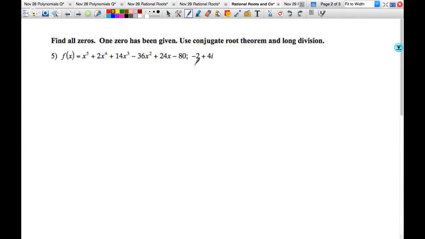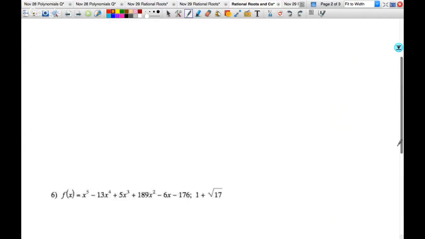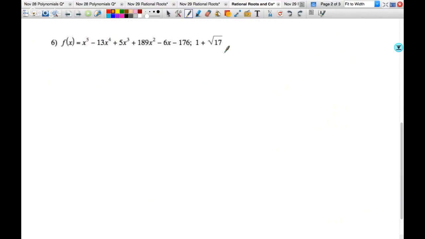So I know that negative 2 plus 4i is a root. Actually, I did an imaginary example in class. Let's do this irrational example here. That way you'll have seen an example of both. All right, I know 1 plus the square root of 17 is a root. Therefore, I'm going to box it. I also know 1 minus the square root of 17 is a root. That's the conjugate root theorem.